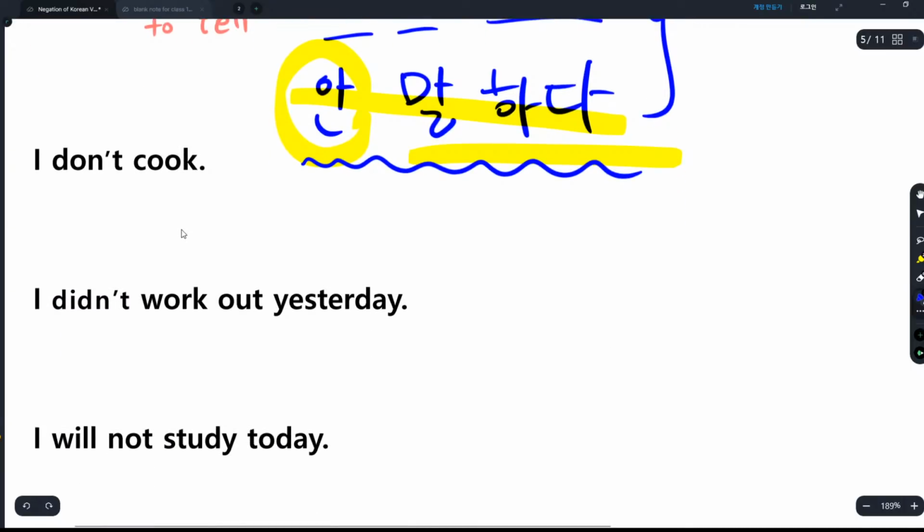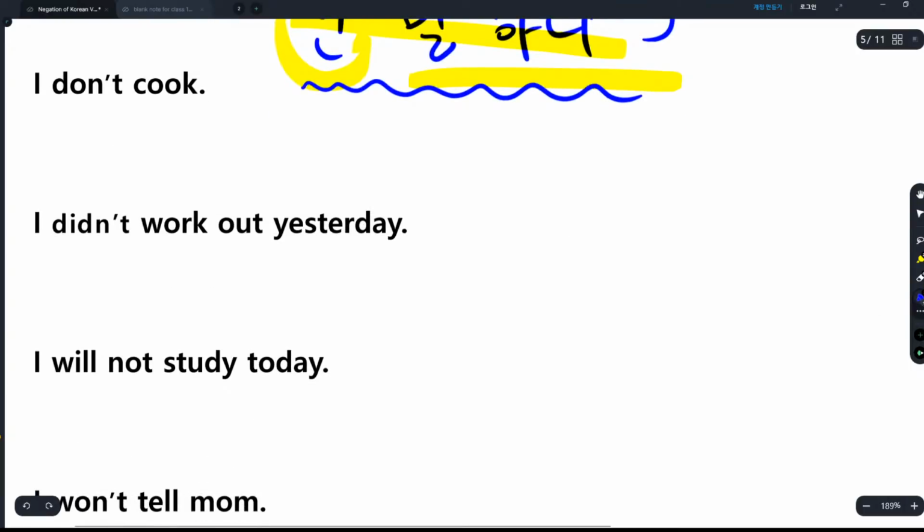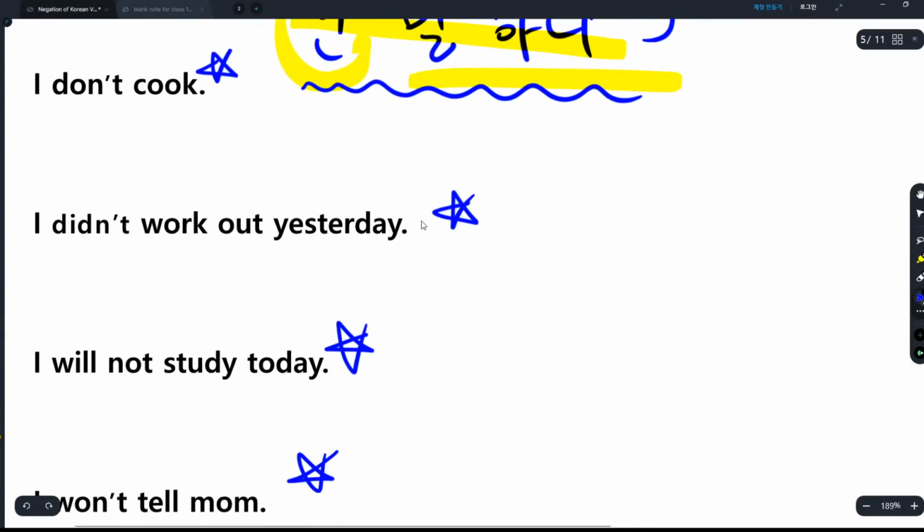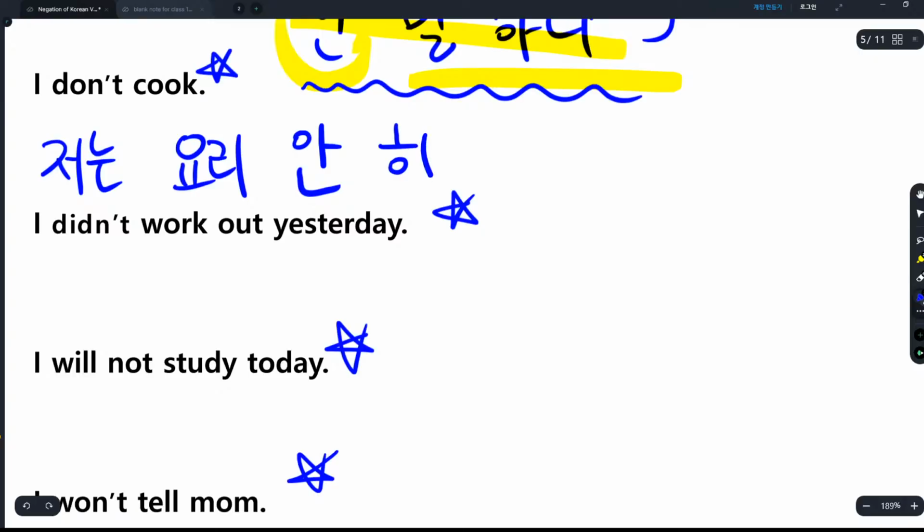So, okay, based on the verbs that we learned just now, we're gonna practice making these four sentences and move to the next part. So let's do it quick, guys, since it wouldn't be too difficult if you remember the rule. So I don't cook would be 저는 요리하다. You have to negate 요리하다, right? So it's not 안 요리하다. You have to separate noun and 하다. So 저는 요리 안 해요.